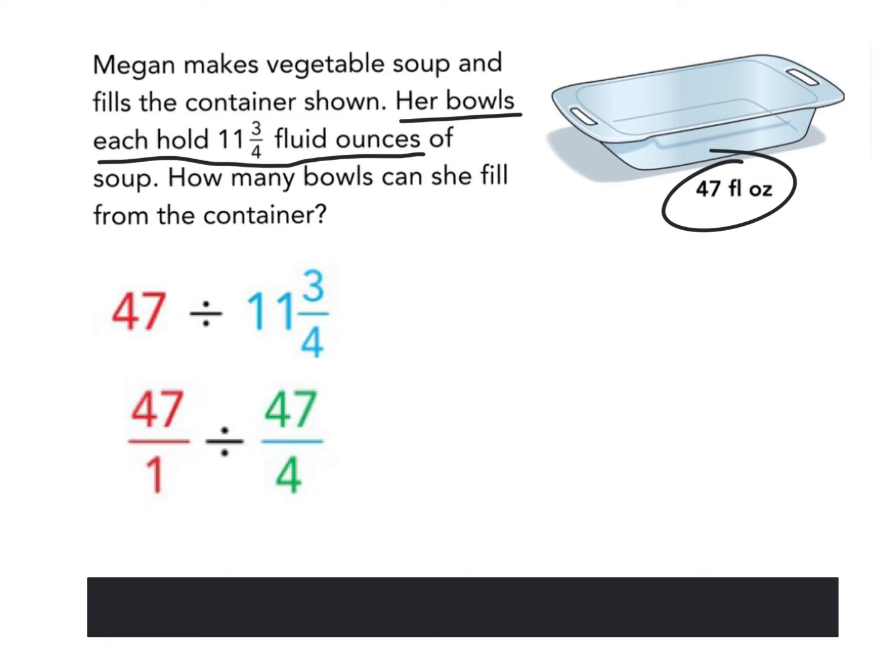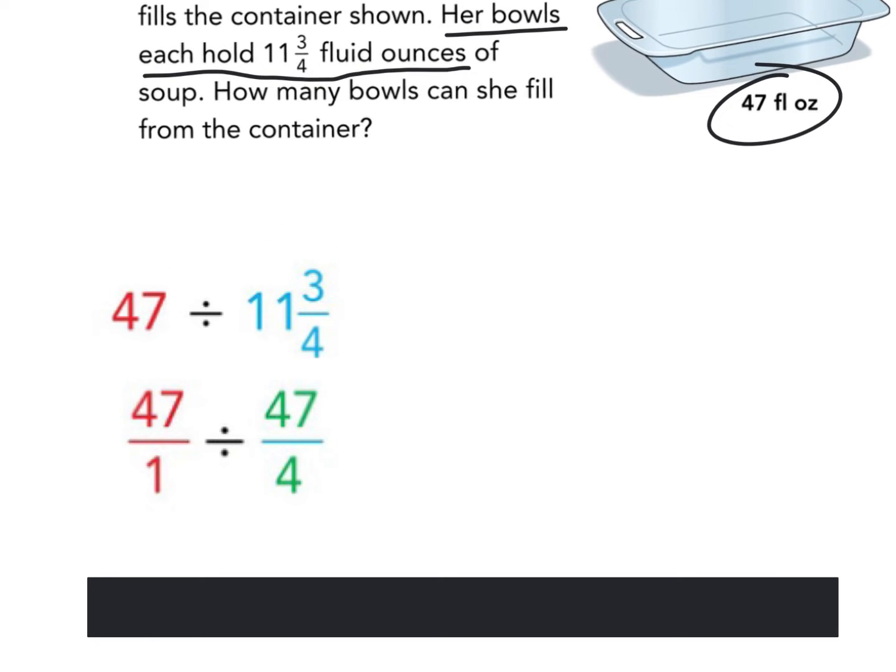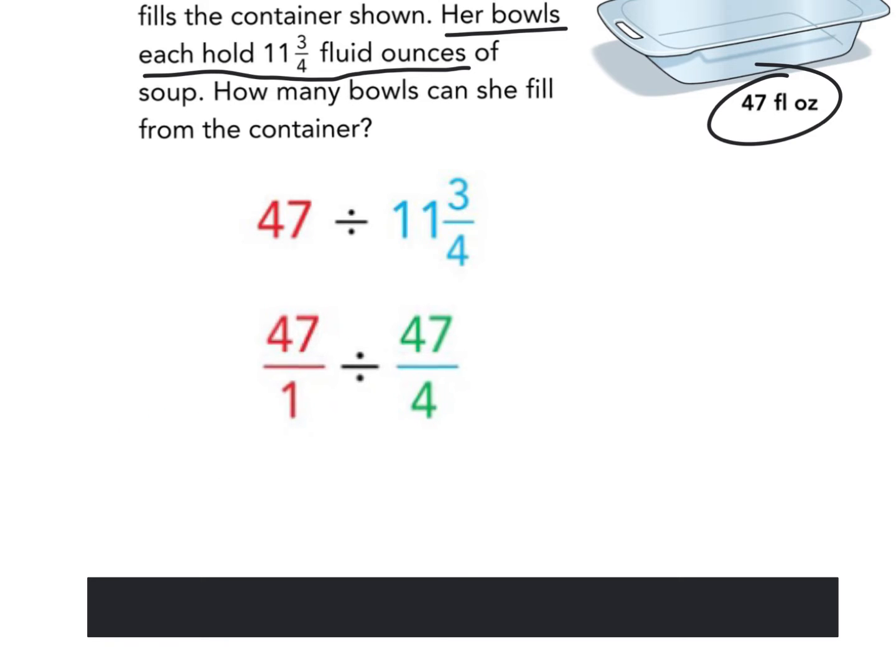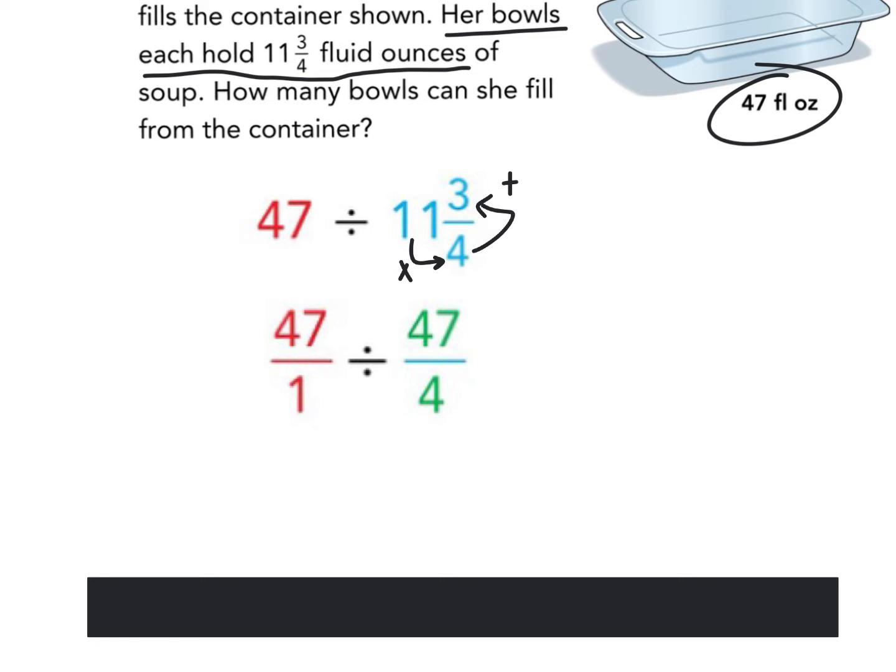So think about on this problem, we're starting out, we have this container, it's 47 ounces. And we're trying to divide it up into 11 3/4. We're seeing how many 11 3/4 ounces can we get into the 47 ounce container. So this is our starting point. And then the 47 we can rewrite as 47/1. The 11 3/4, 11 times 4 is 44, plus 3 is 47. So 47/4. It's still a division problem.